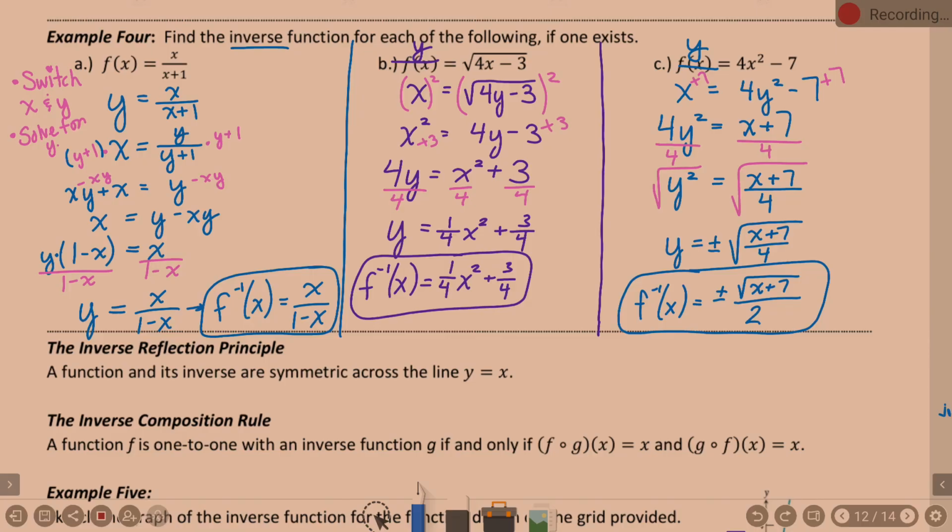Okay. Anything else? Are we good on those? Got the basics. Okay.